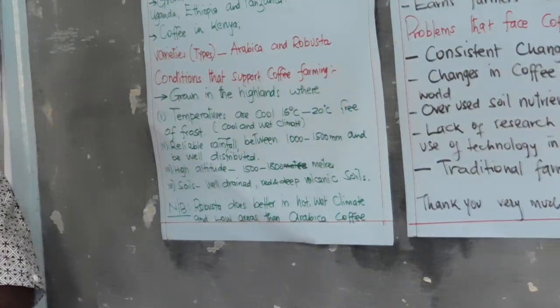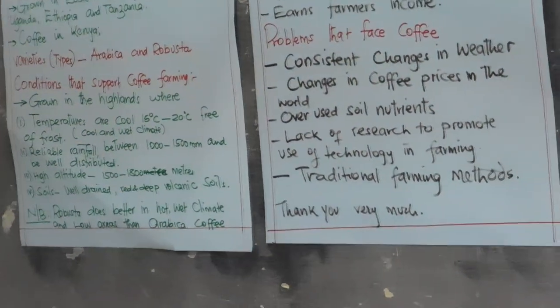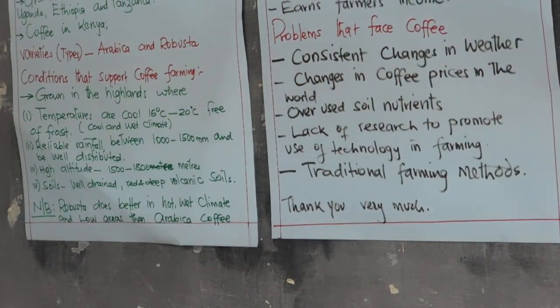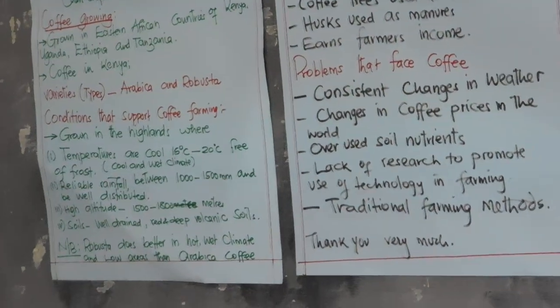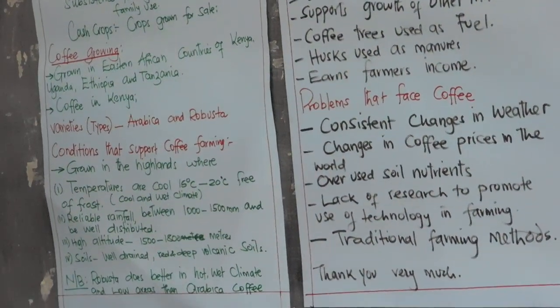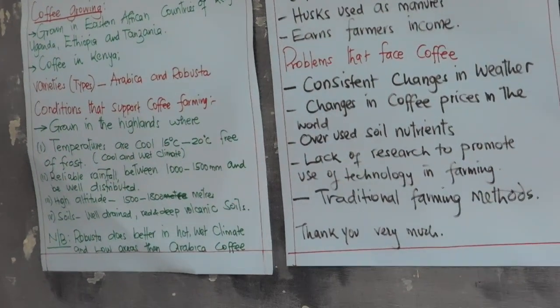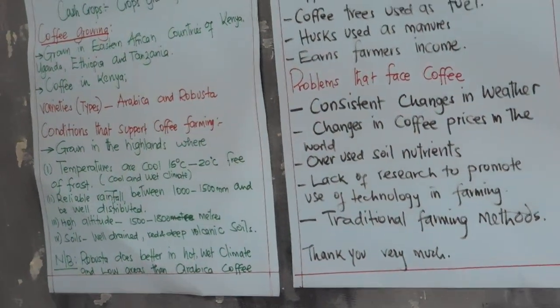We also have changes in the world prices of coffee. Sometimes the prices are high, other times are low. That we call fluctuation of prices. And this has continued to bring a lot of problems because it's either up today, tomorrow low, and farmers are not happy. Then there is overused soil nutrients. The coffee farm is still there and people are using traditional methods of farming. Very few people are ready to go into research on how they can use technology to promote coffee farming.